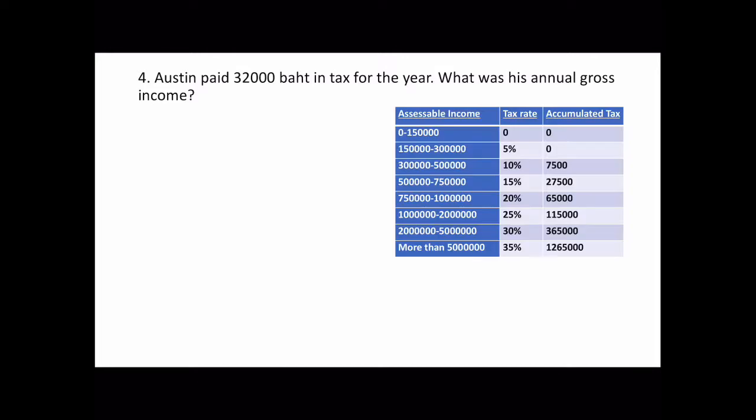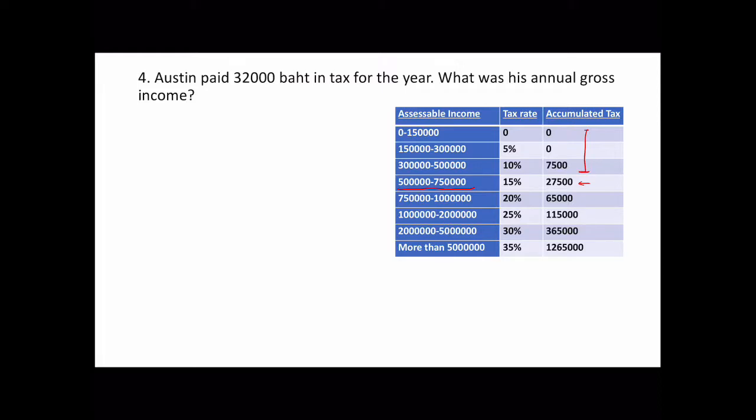Okay, now in this one, we know Austin paid 32,000 baht in tax for the year. We want to know what his annual gross income was. So how much money did he earn? First of all, look at the table. We want to work out which tax bracket he would have fallen into. So when you get to this one here, he's already paid 27,500 in tax for the first three brackets. So he's going to fall into this category here.